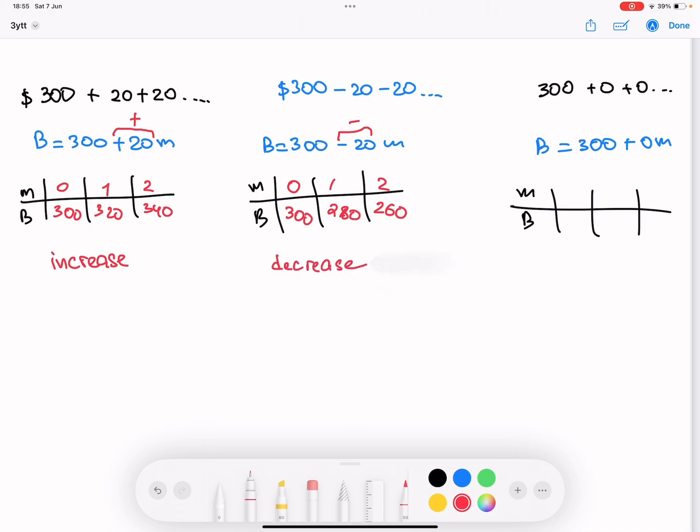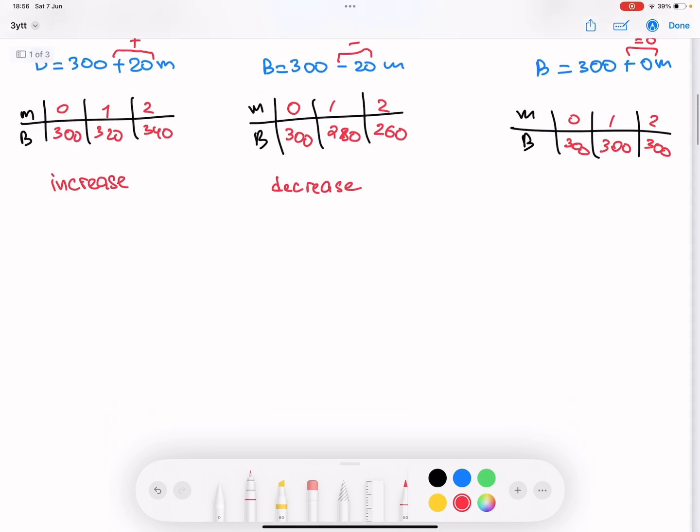And in the third case, the slope is 0 here, equal to 0. I mean, it does not change. Meaning if it is 0 months, the initial budget is 300, a month after it's still 300, 2 months after it's still 300, 100 months later it will still be 300, it doesn't change. So I'm going to write here, no change.